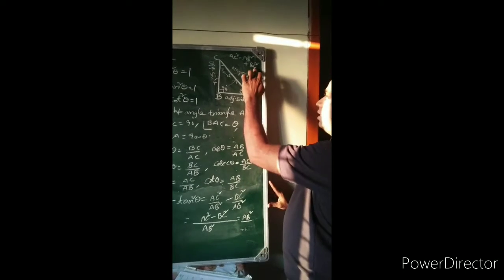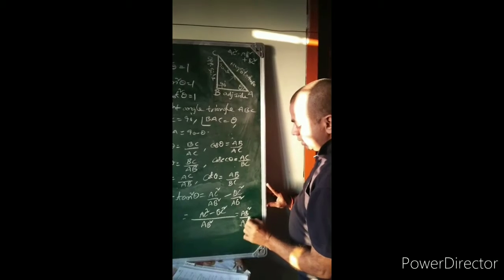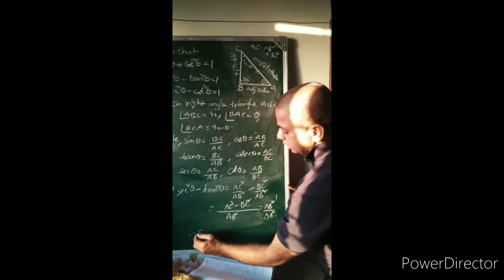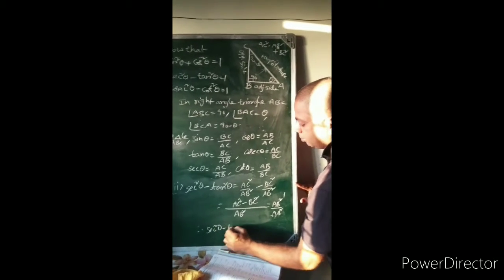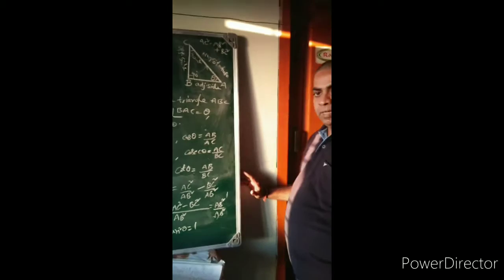One side we are transposing to the other side, so the negative sign will come. Then the remaining value, AB square by AB square, gets cancelled, one. Therefore secant square theta minus tan square theta is also 1. This is the second proof.